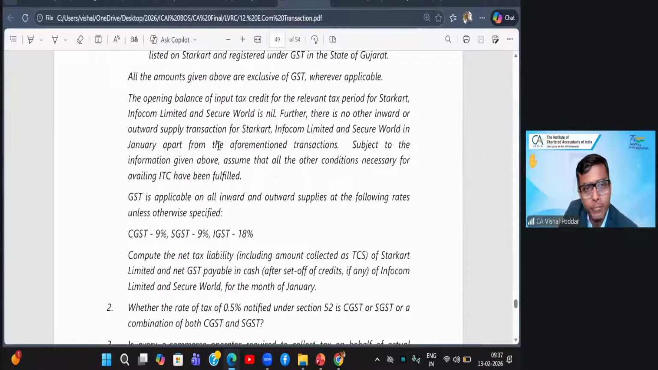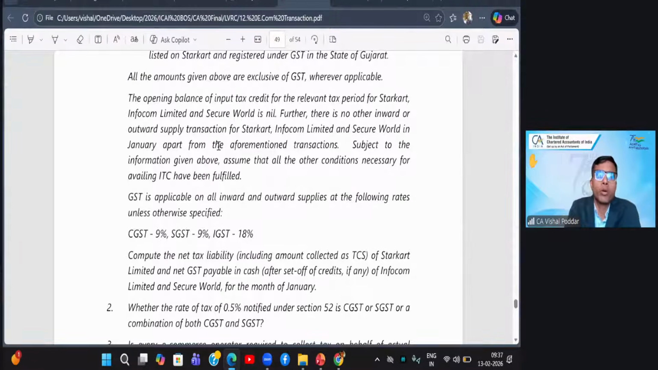GST is applicable on all inward and outward supplies at the following rates unless otherwise specified. It's CGST 9%, SGST 9%, IGST 18%. Compute the net tax liability including amount collected as TCS of Starcart Limited and the net GST payable in cash after set off of credits if any of Infocom Limited and Secure World for the month of January.